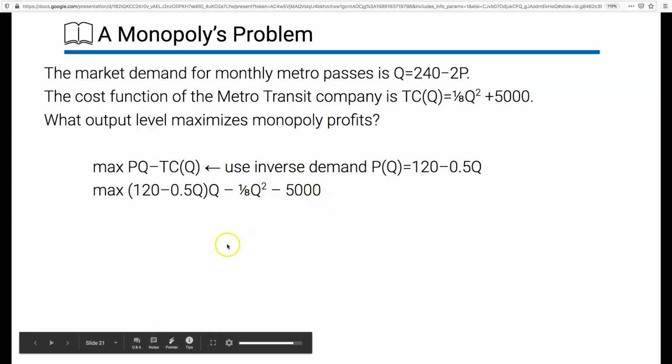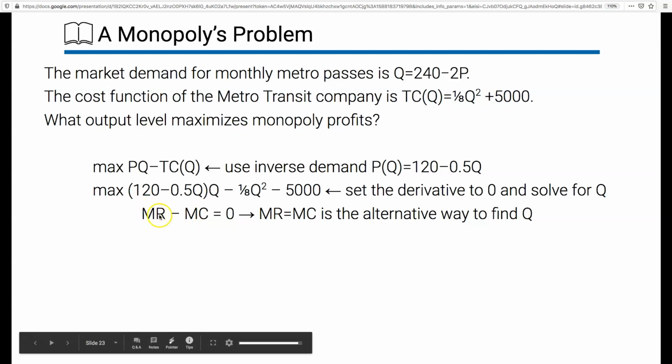And the usual way to proceed, in order to find the maximum of this expression, is to set the derivative equal to 0 and solve for the output. But another way of writing down that the derivative equals 0 is to say that we want the derivative of the revenue side, that is the marginal revenue, to be equal to the derivative of the cost side of the profit, that's the marginal cost. So we can set marginal revenue minus marginal cost equal to 0. So the profit maximizing level of output, marginal revenue, has to be equal to marginal cost.